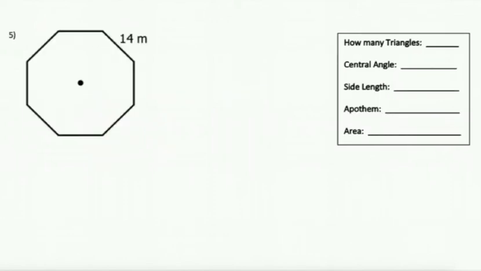And on 5, this last one here, okay, how many triangles? I have 1, 2, 3, 4, 5, 6, 7, 8 again. So another octagon. So the central angle, just from carrying it down from number 4, will still be 45. Side length of 14 meters. We don't have the apothem. So here I'm going to draw in my 2 radiuses. We know every side length is 14. But now what I don't know is this value. So one of the things that we do know is that across, all the way across here is 45.